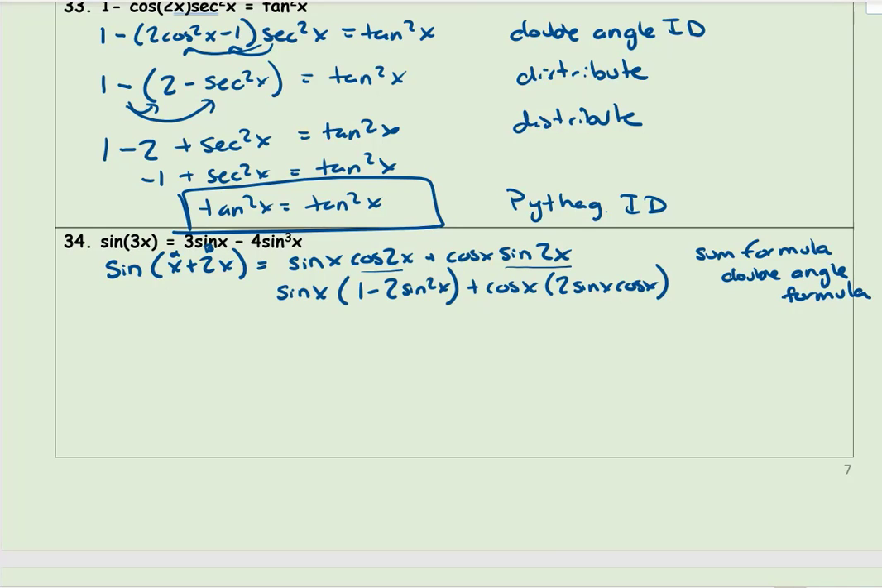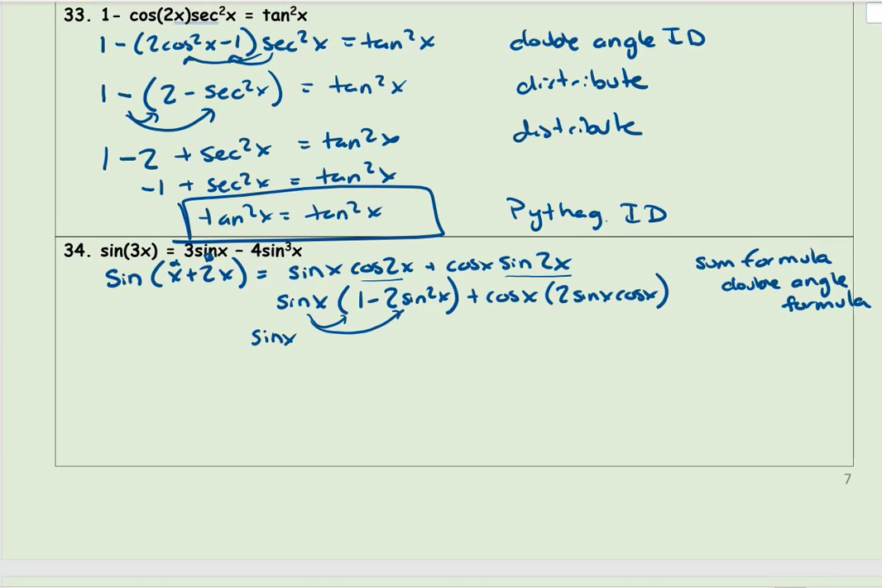Okay, so now we're going to start moving some things around and distributing. I'm going to take this sine and distribute it in here. So that's going to give me sine of x minus 2, and then sine of x times sine squared x is going to be our sine cubed x. And then over here we're going to distribute this in here. So we're going to have 2 sine x times cosine squared x. And all we did here was distribute.